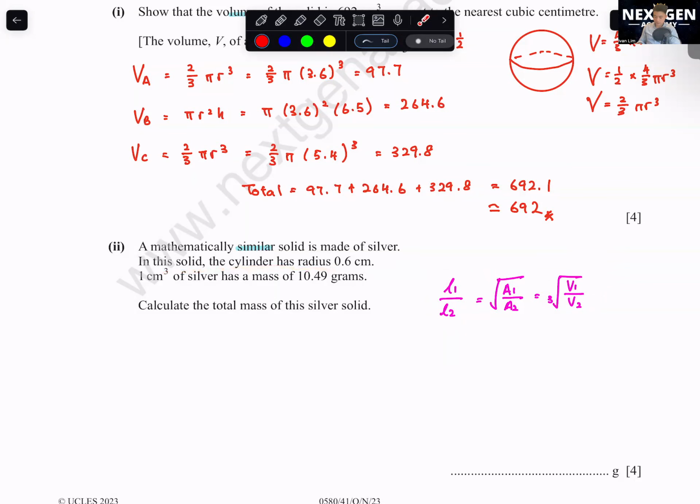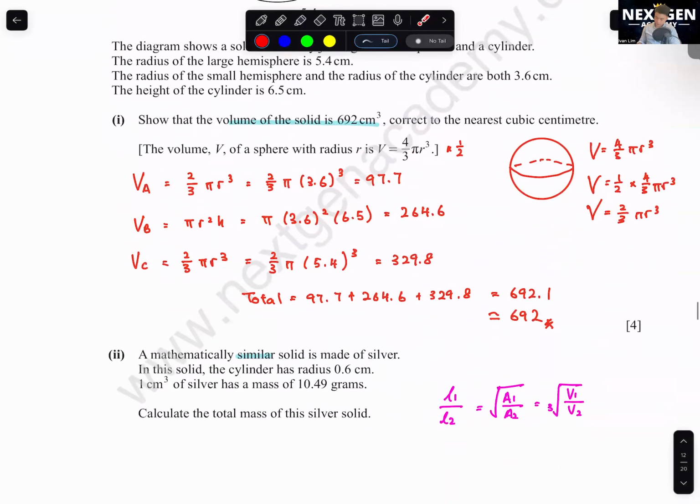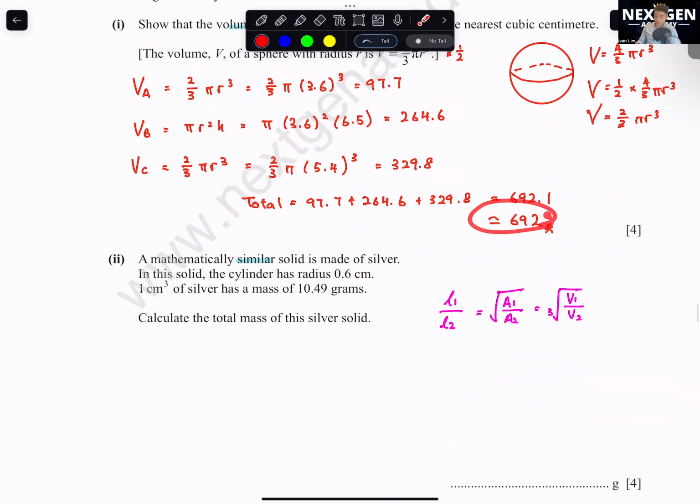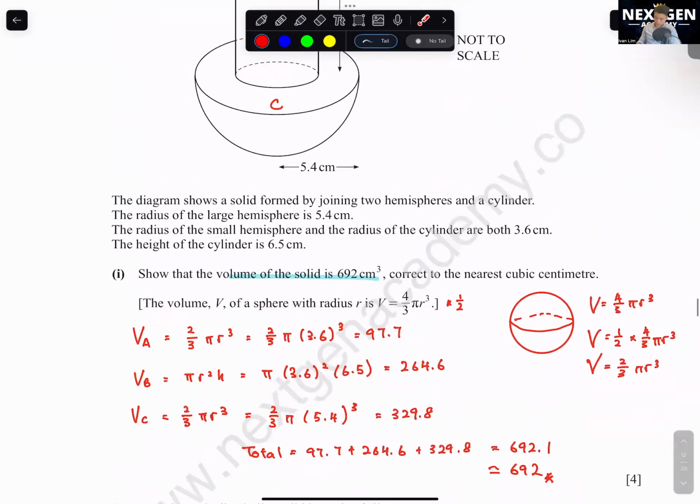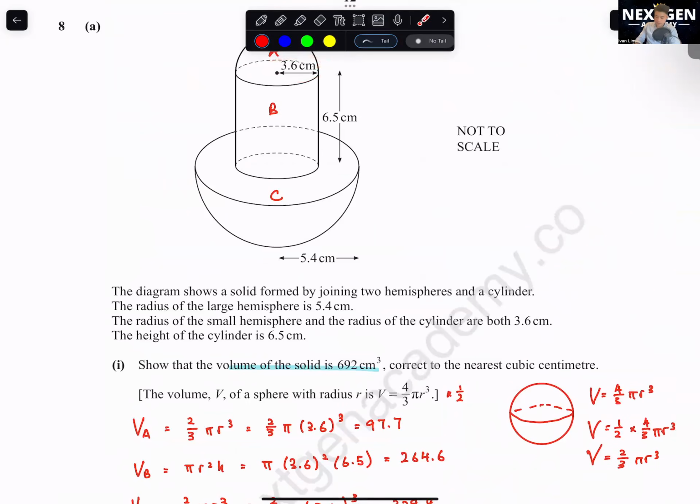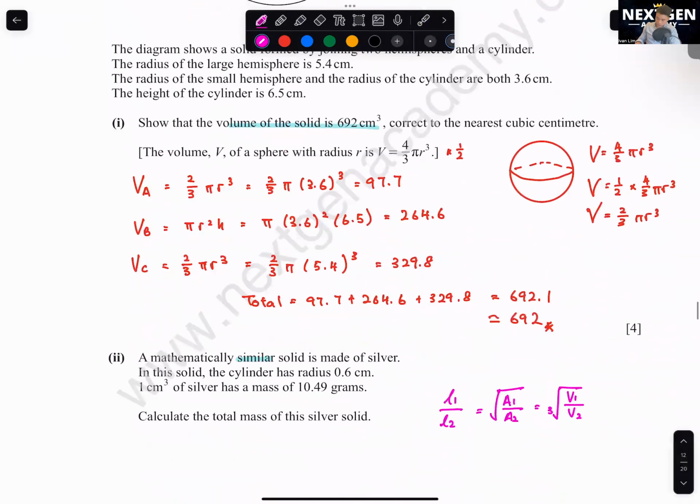We see what they gave us. In this solid, the cylinder has radius 0.6 cm. 1 cm cube of silver has a mass of 10.49 grams. Calculate the total mass of this silver solid. Let's look at what they are asking us here. Our solid in the previous one, the volume is 692. The cylinder now is 0.6 cm, just now it was 3.6 cm. That means this one is the bigger one, and what they're giving us is a smaller shape.